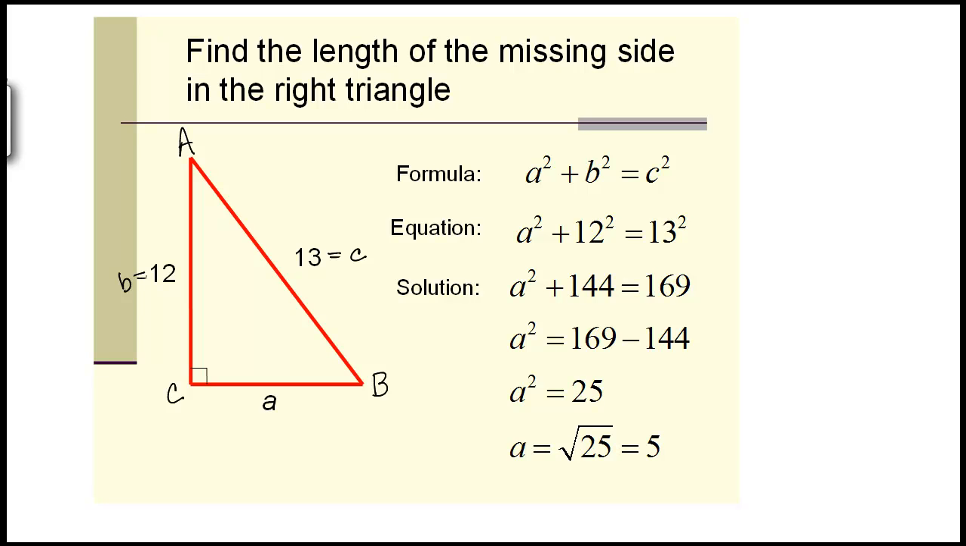Using the formula, because it is a right triangle, the Pythagorean theorem, a squared plus b squared is equal to c squared. Plug in what you know. And whenever you take the square root of an equation, you must do it to both sides.